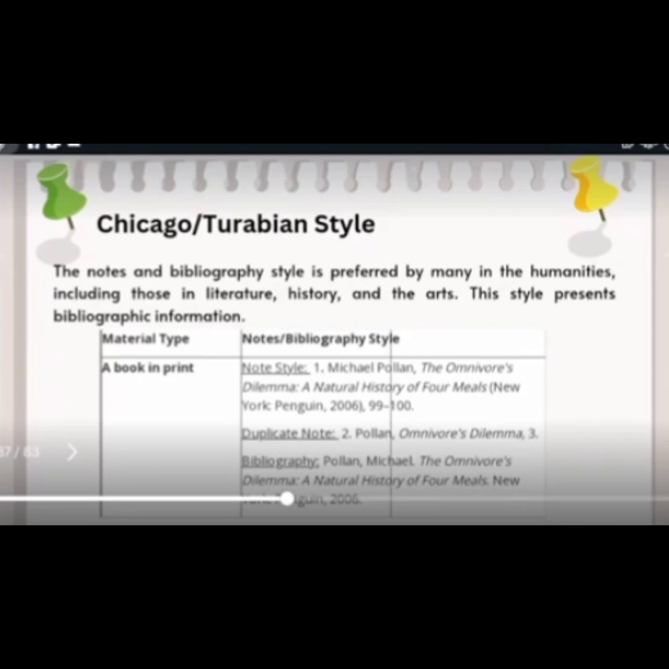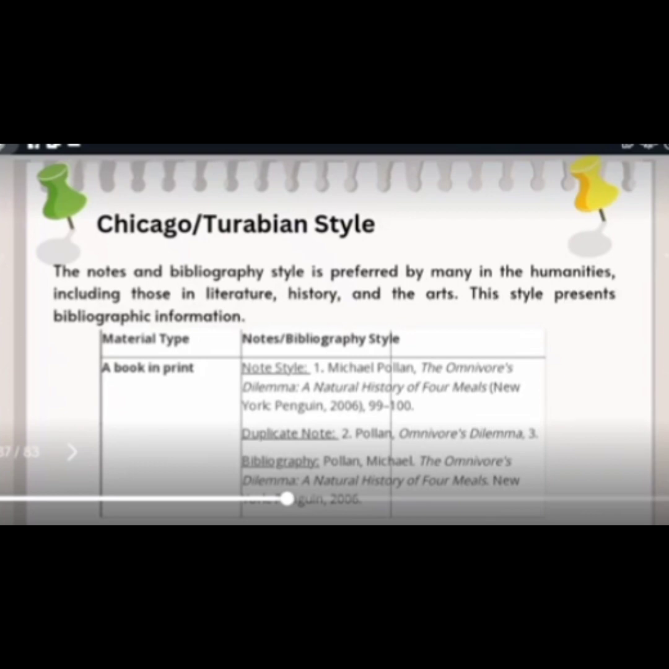So we have material type here, a book in print. The note style here: 1, Michael Pollan, The Omnivore's Dilemma: A Natural History of Four Meals, New York, Penguin, 2006, parenthesis, comma, 99 to 100. So 99 to 100 are the pages. Next, we have a duplicate note: Pollan, Omnivore's Dilemma, number 3. So we have the author and the title.